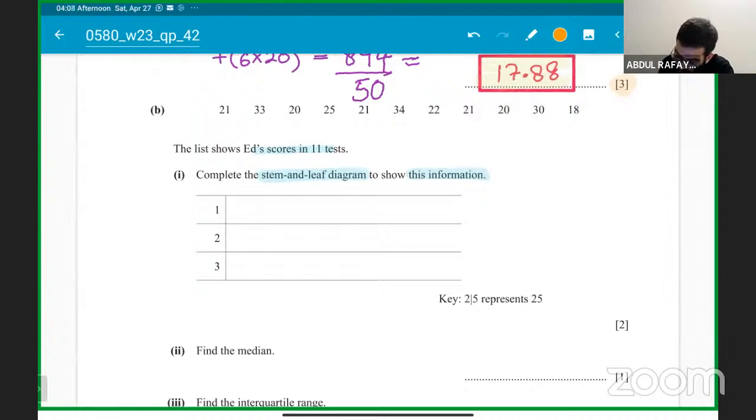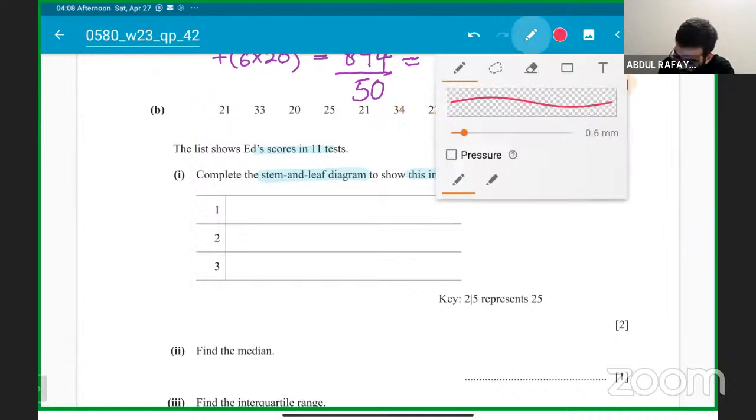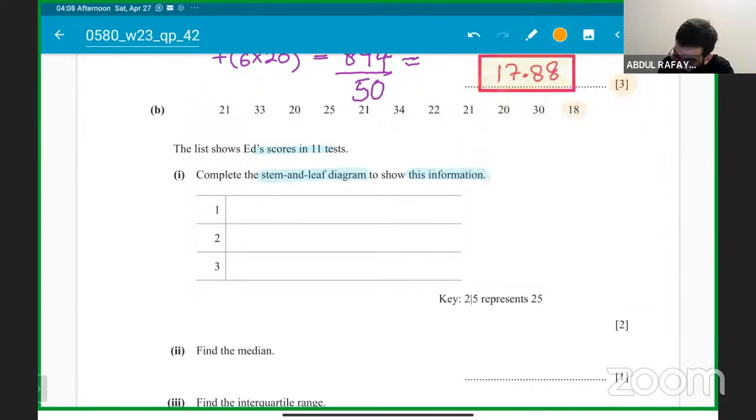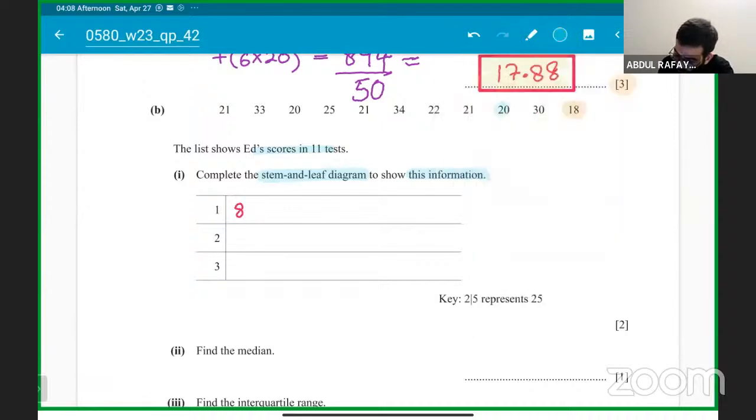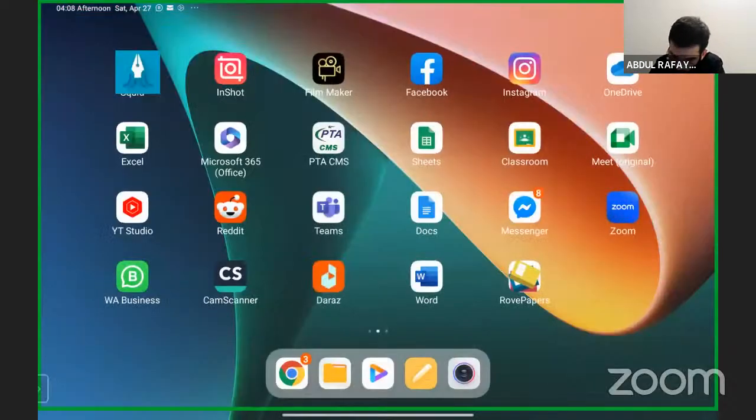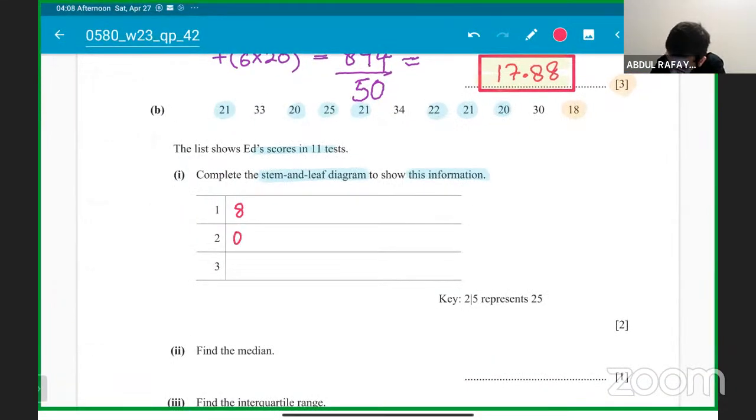The list shows ED scores in 11 tests. So this is the ED score in the 11 tests, and we just have to do the stem and leaf diagram. So very simple. It will be starting with 11. So it will be 18 only, and one is only there. Okay, so it will be 18 only, sir. Then if we talk about 20s, okay, so it will be 20, 21, 22, 20, 21, 21, 25. So majority is coming here. That will be, sir, 20 and 20 and 21, 21, 22 and 25, right?